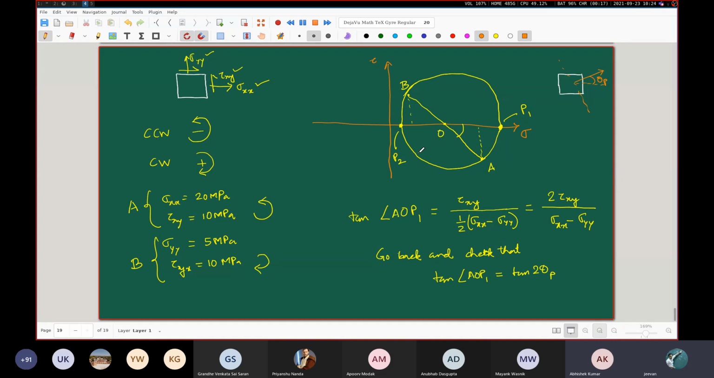These are small sanity checks that you can carry out while doing your calculations. If your calculation is wrong, nothing will come out correctly, so it's just a sort of cross check. Okay, so that's all there is to it regarding this Mohr circle.